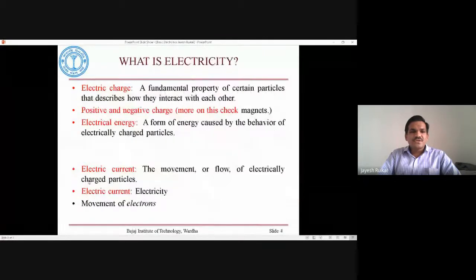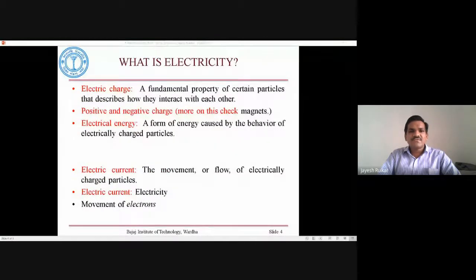So we'll come to the next slide. Next we will talk about what is electricity. We will discuss electrical charge. So what is electrical charge? It is nothing but a fundamental property of certain particles that describes how they interact with each other.